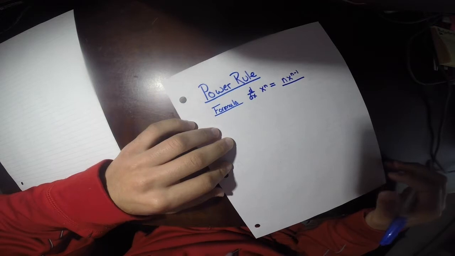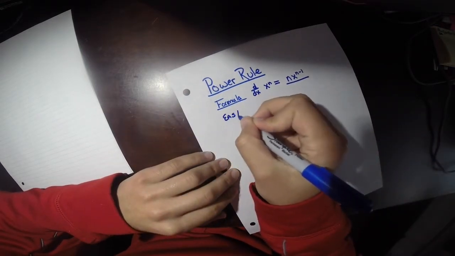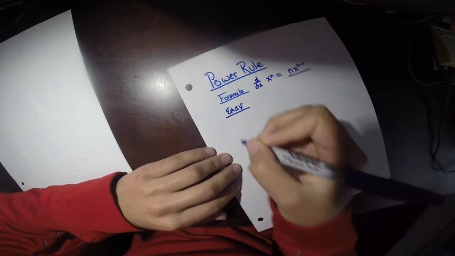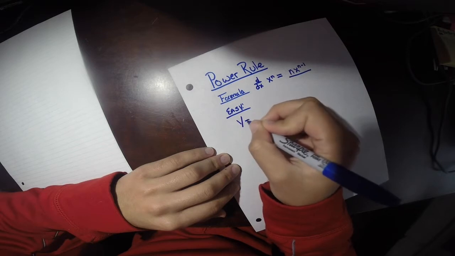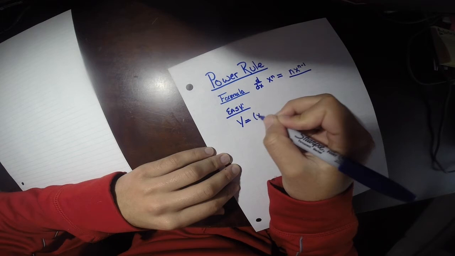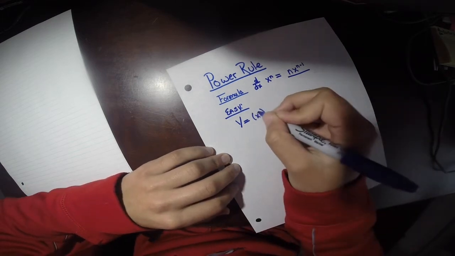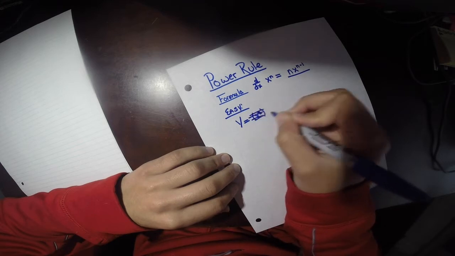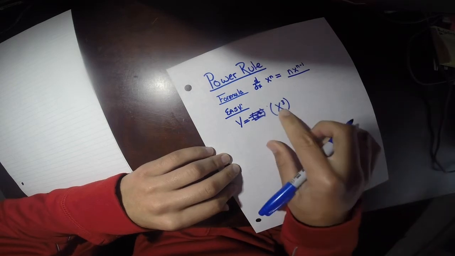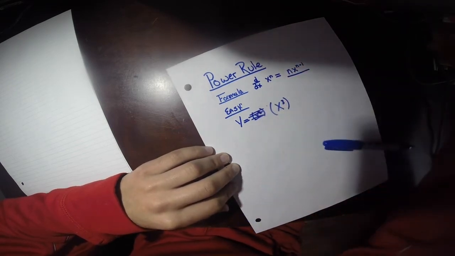So let me just go ahead and start with an easy example. Let's say you're given the function y equals x squared, or no, let's make that x cubed. Scratch that out. y equals x cubed. Now, following this, n is the exponent.